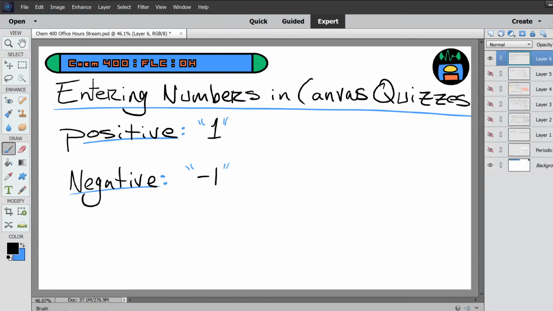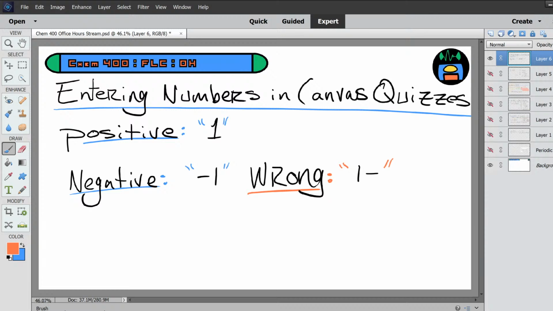The wrong way to do this, and I had some students make this mistake over the summer, which is why I state the wrong way, is to put the number followed by the minus sign. That is incorrect. Canvas will not recognize that answer. And with positive numbers, every number is assumed positive unless it's negative, so there's no reason to put a positive sign in front of your positive number. All right.